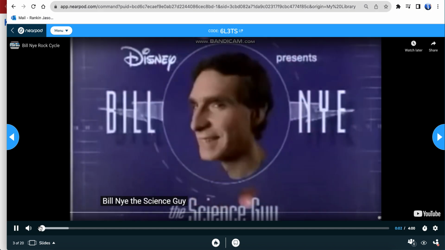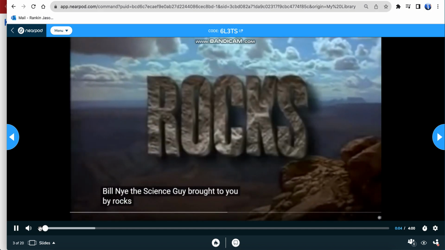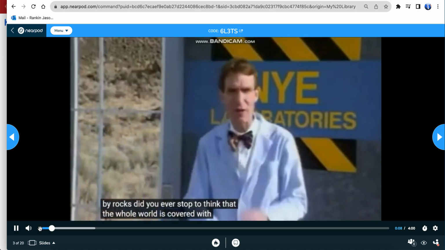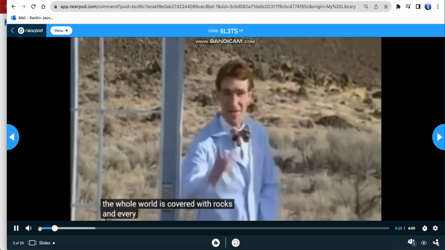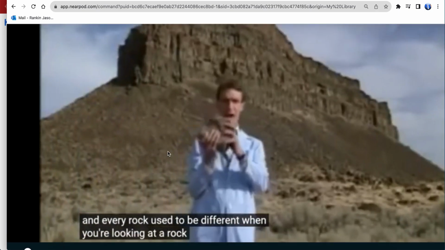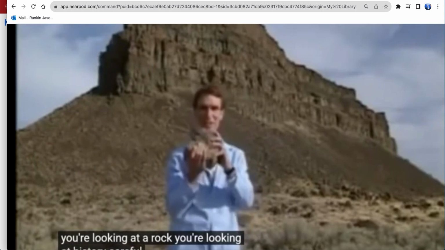The Science Guy, brought to you by rocks. Did you ever stop to think that the whole world is covered with rocks? And every rock used to be different. When you're looking at a rock, you're looking at history. Careful.